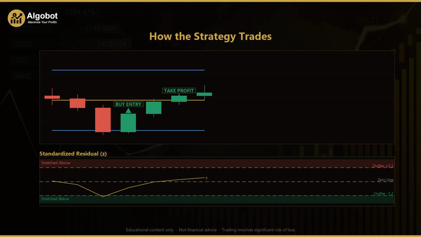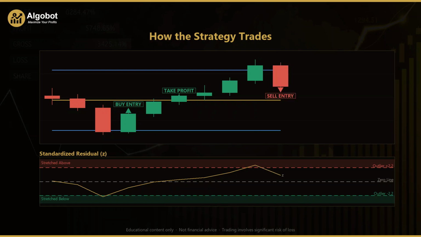That candle stops going down and closes back up inside the band. And in the panel, the residual climbs back above negative 2.2 while remaining below zero, still on the underside of the line. That is the reclaim condition, and it confirms that reversion has already begun. This is where the buy entry marker appears. The stop is tucked just below the excursion low, beneath the lowest point of those two setup candles plus an ATR buffer, and the take profit is set at the regression line itself, that fair value reference in the middle.